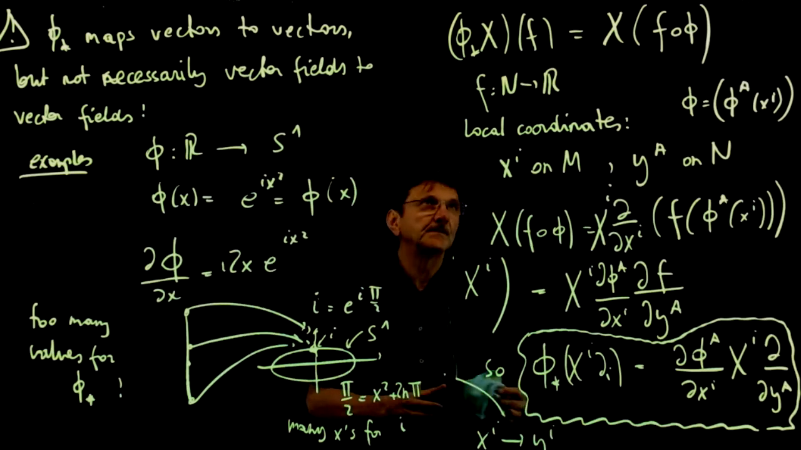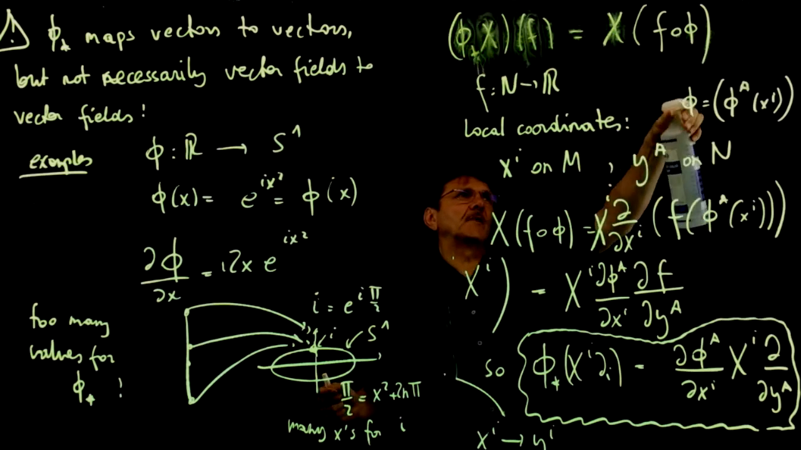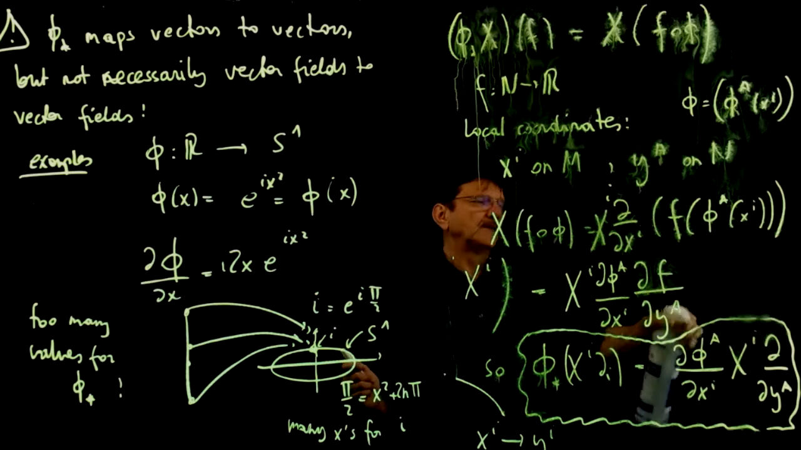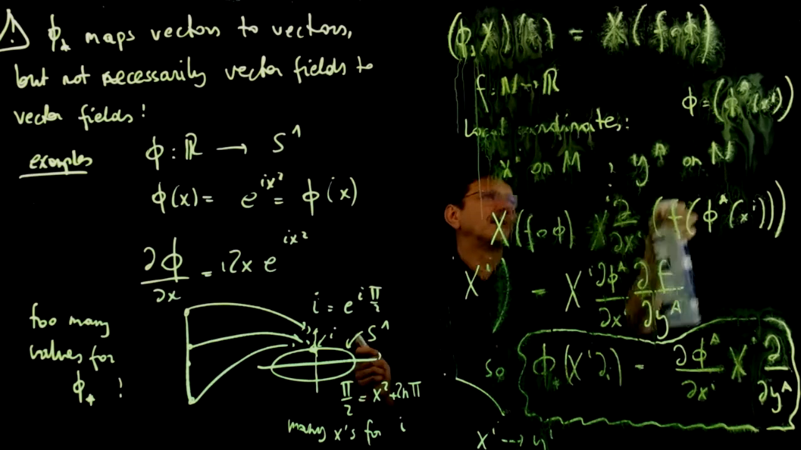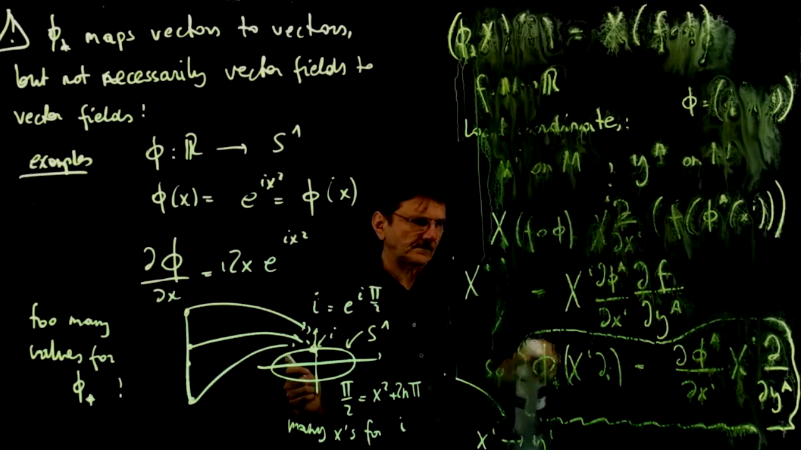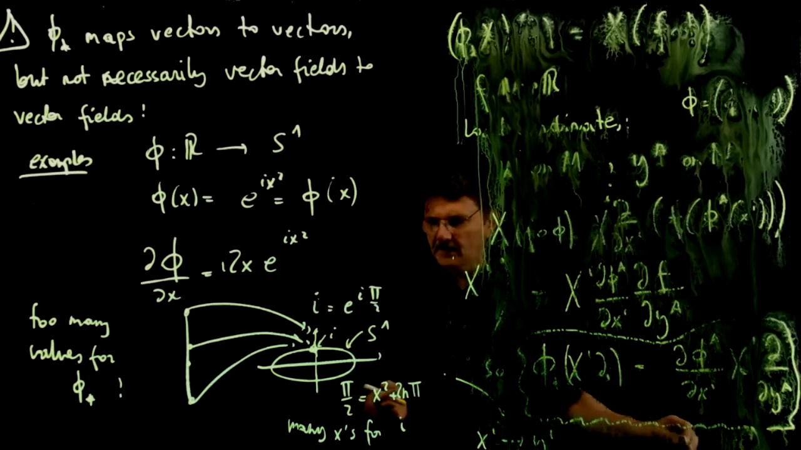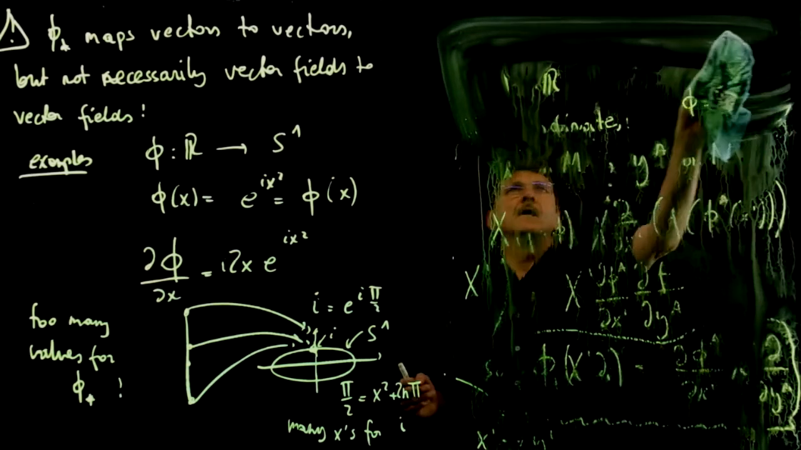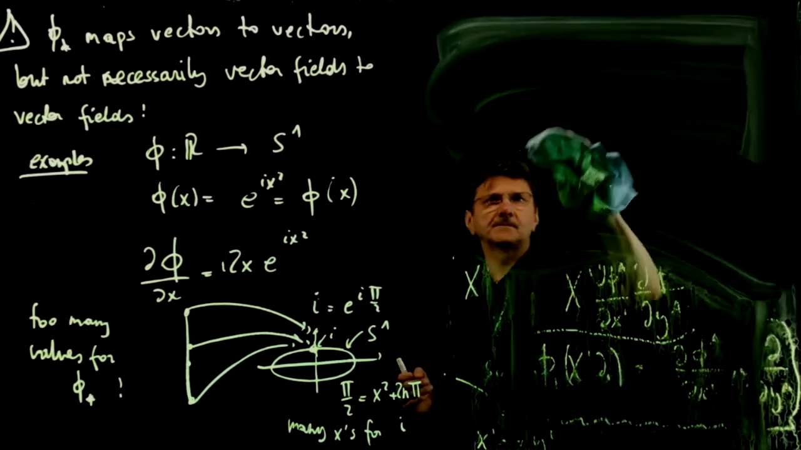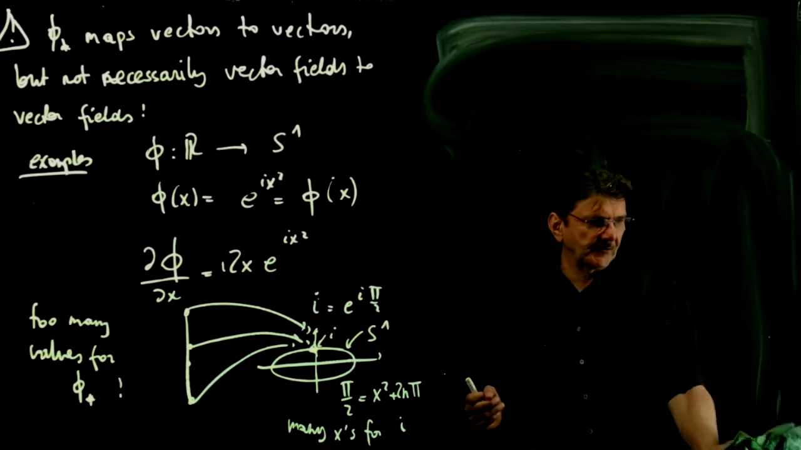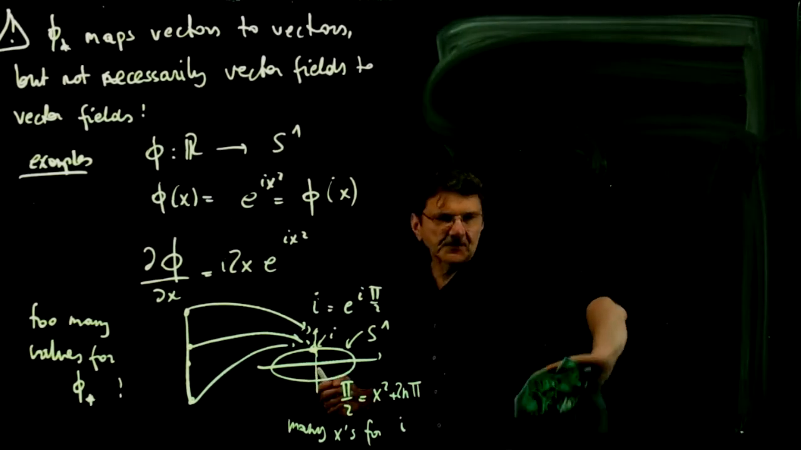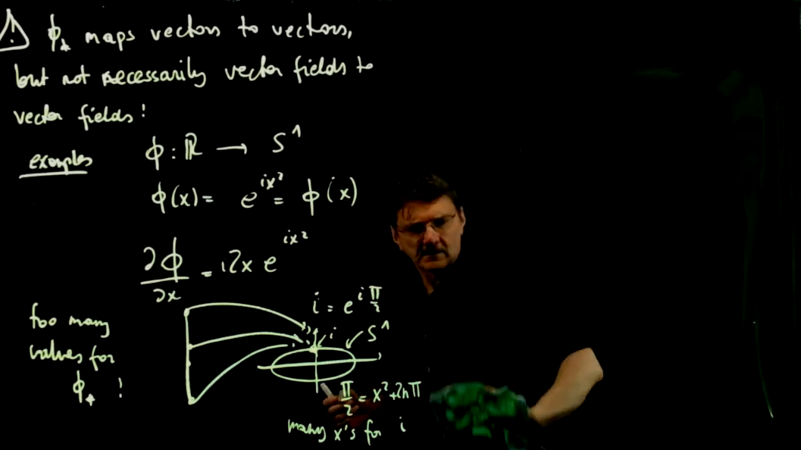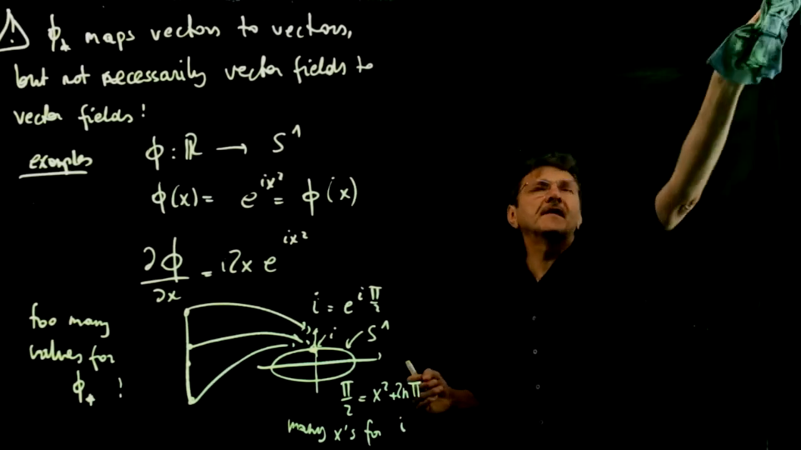But another example is when you get not enough, because you can get, think about a map from R to R square, right? So you just embed R into R square. Then the push forward will be only on the image of your map. So you'll not get a vector field, but you're going to get only vectors defined along the image. And a vector field should be defined everywhere.